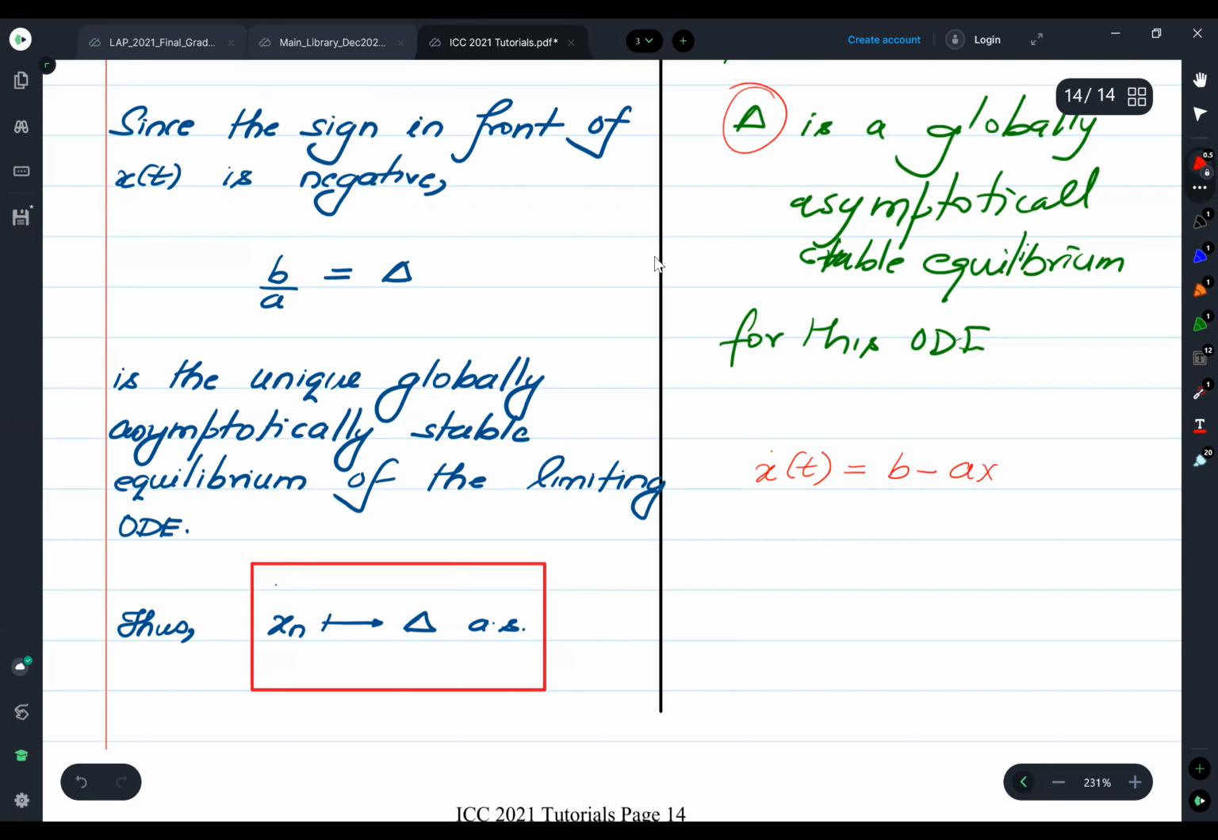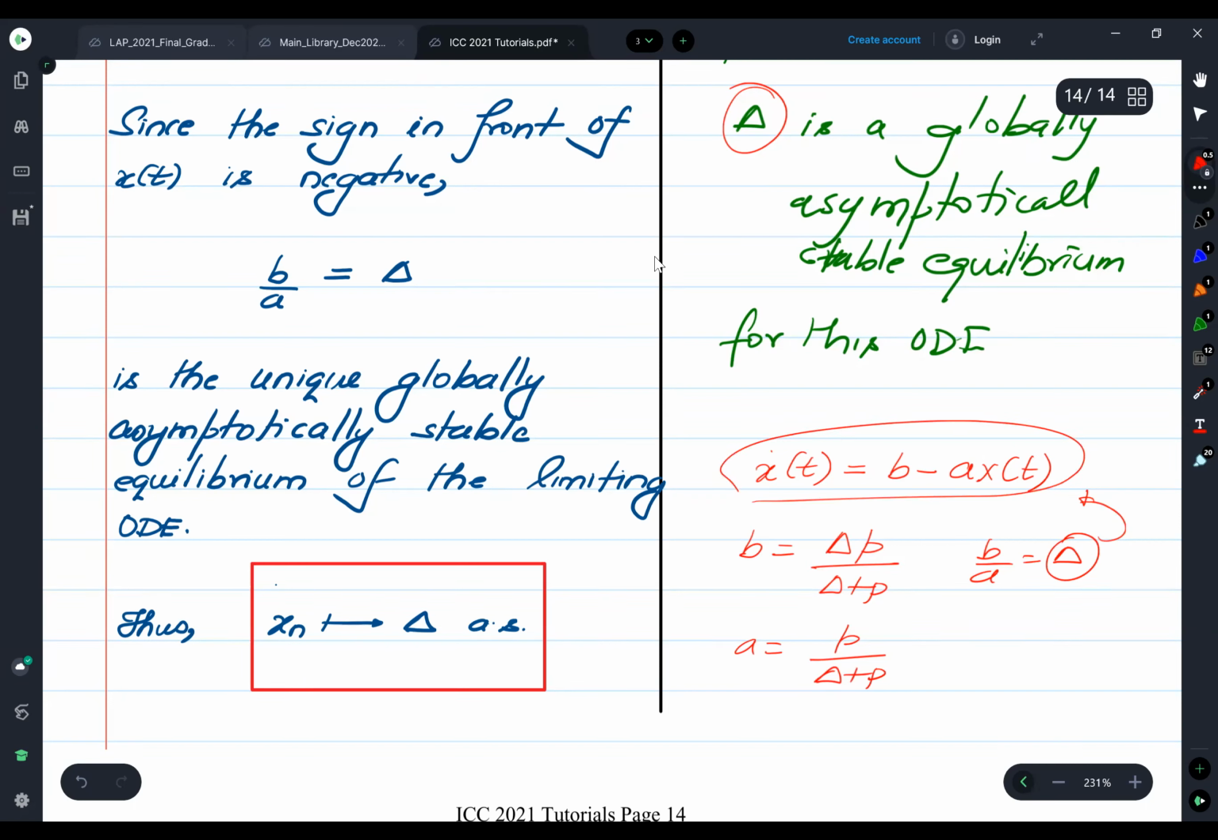Let's say we have an ODE of the following kind, and in this case, B is of the form delta P over delta plus P, and A turns out to be P over delta plus P. Consequently, B over A turns out to be delta. So my claim is that delta is a globally asymptotically stable attractor for this ODE.